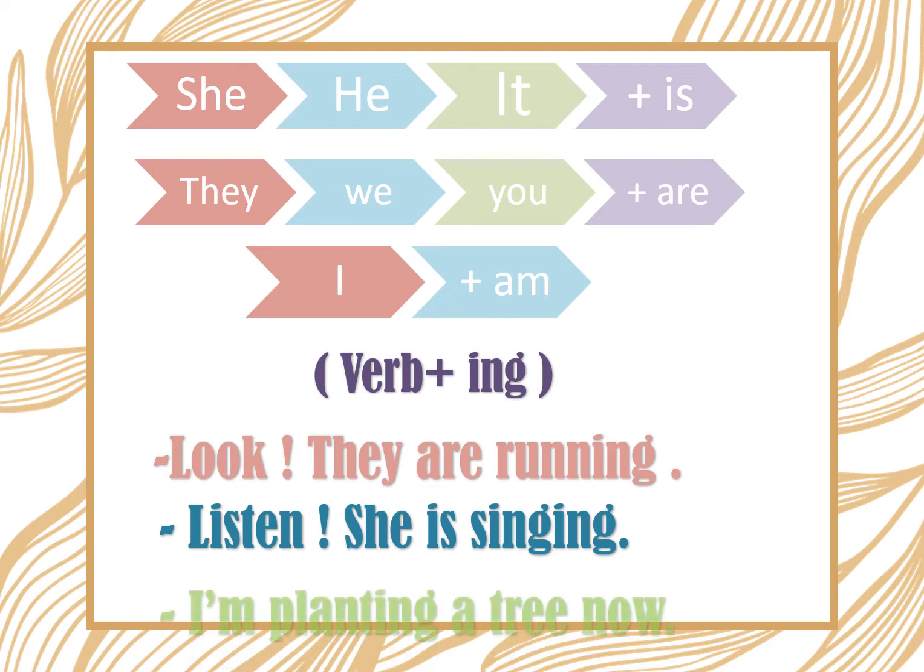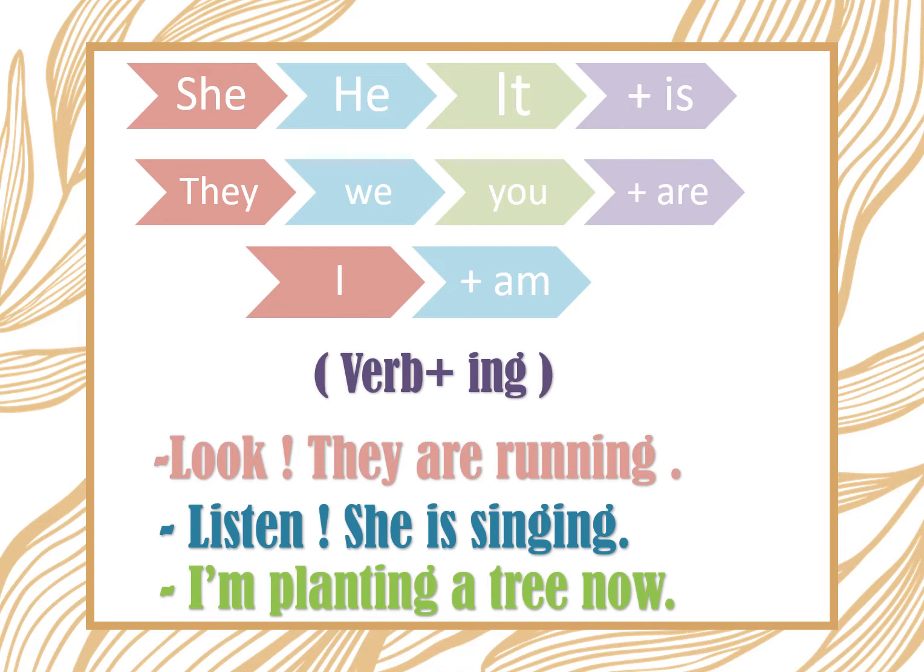One more example. Planting a tree now. So the keyword is now. I with am, and the verb with ing. So the sentence will be I'm planting a tree now. We will have more exercises by the end of the lesson.